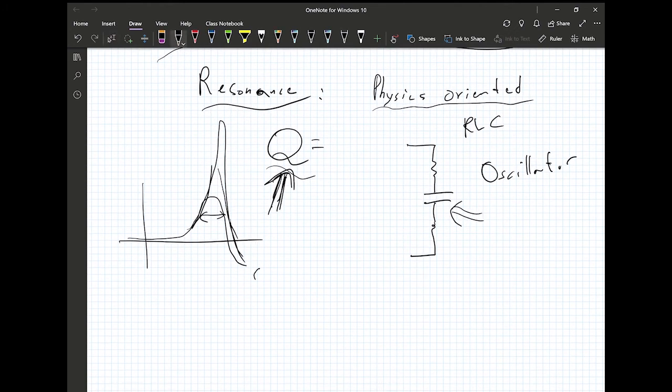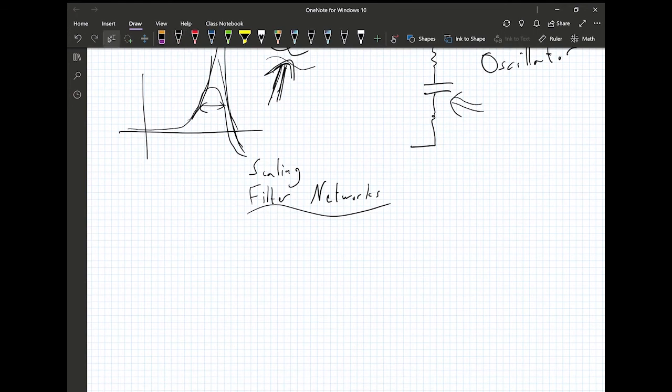And then the other topics after that are scaling and filter networks. And again, with filter networks there's nothing new there. We already know how to do a low pass filter, right? It's an RC circuit. Why is this a low pass filter? Even without writing the equations, from inspection, at high frequencies the impedance of the capacitor is going to be 0, right? So Vo is going to be a short.